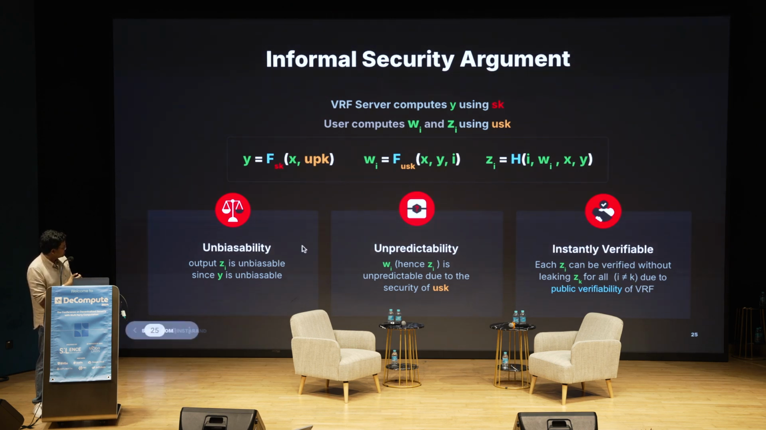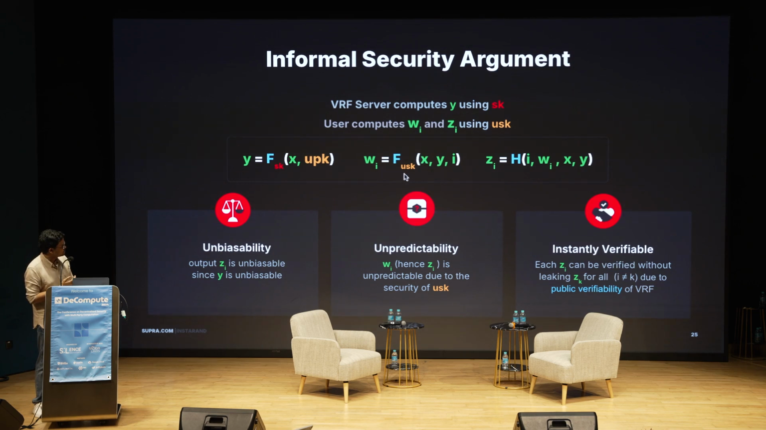Now talking about the properties. First, the Zi value is unbiasable. This final output is unbiasable because Y will be unbiasable. The moment the user posts UPK on the blockchain and queries for randomness on it, everything becomes fixed. You cannot really bias it. So Y is also kind of fixed given VK. And now talking about unpredictability, Wi and hence Zi is unpredictable due to the security of USK.